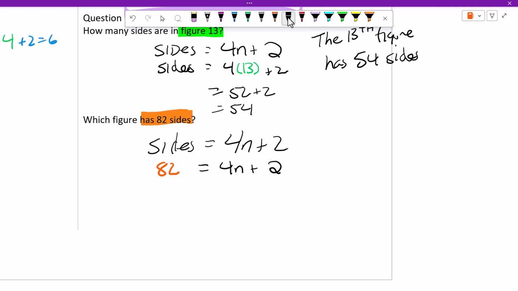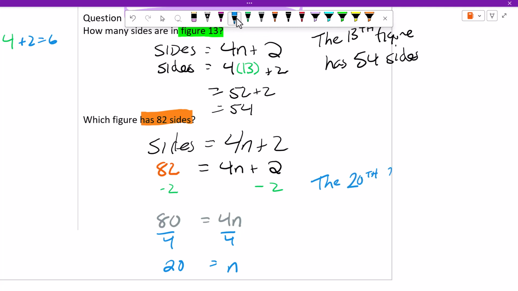So we subtract 2 from both sides. 82 minus 2 is 80. And we have a 4n left over. And Ruben said we're going to divide by 4 next, right? Get rid of the 4. So you divide by 4, and n is 20. Right? So we can say the 20th figure has 82 sides.